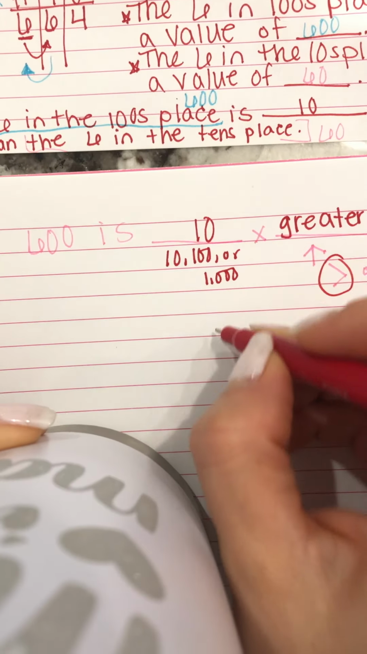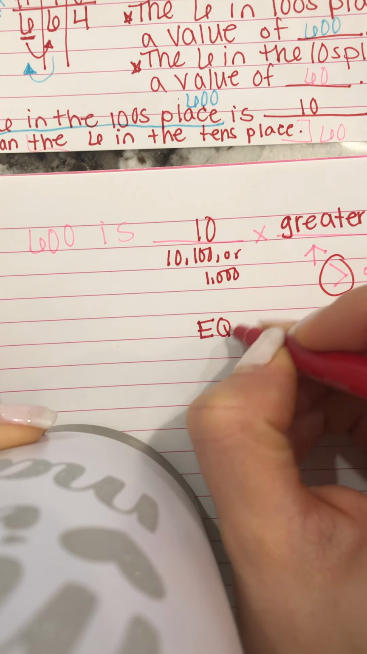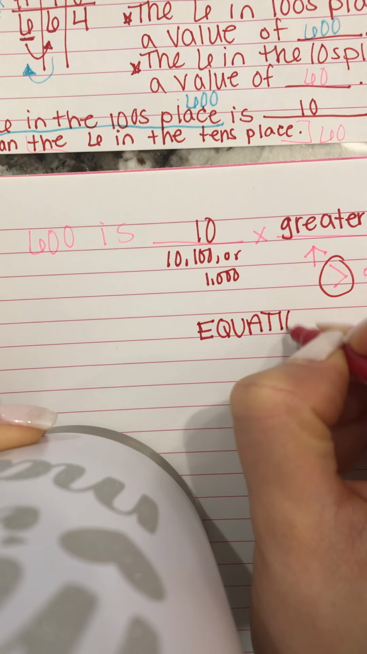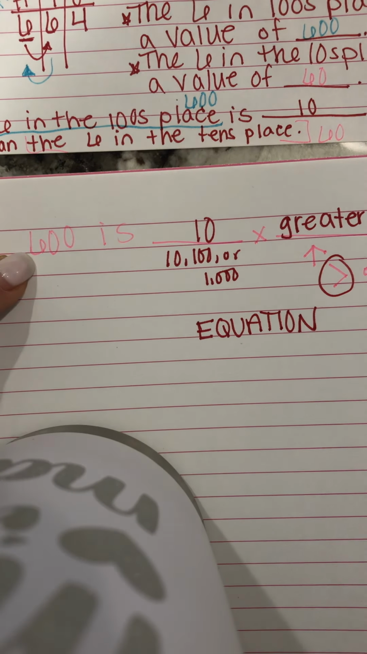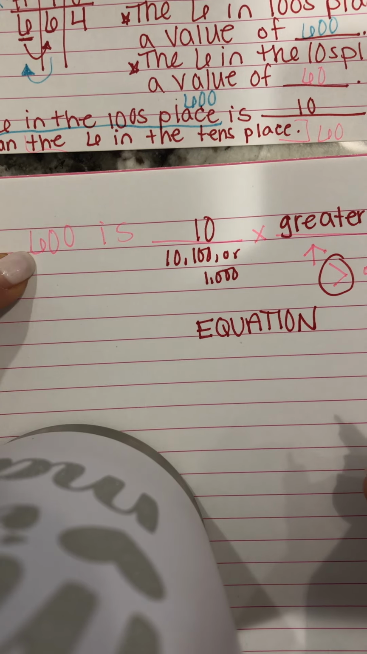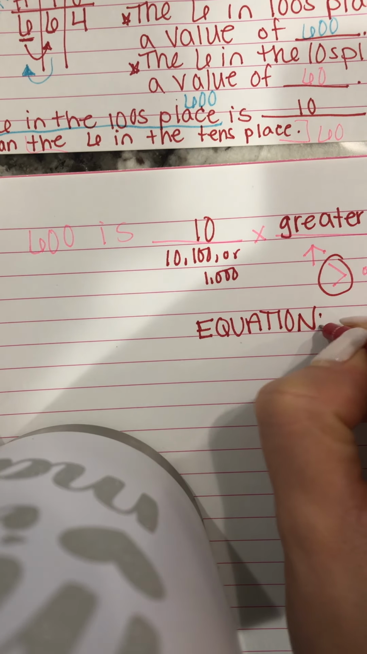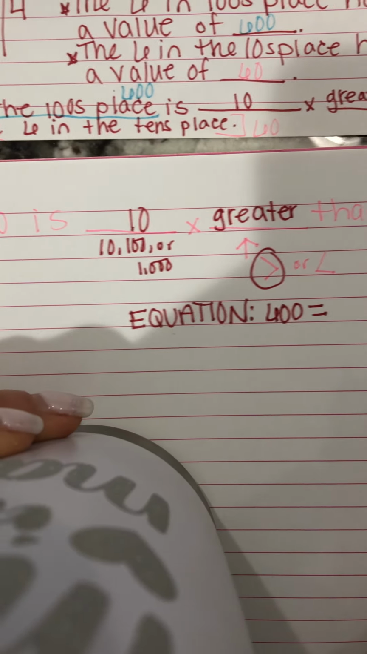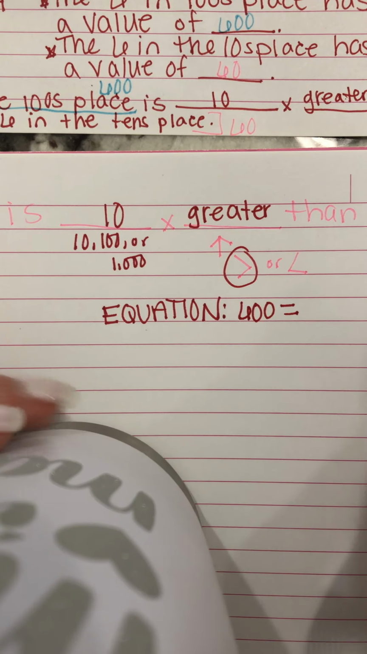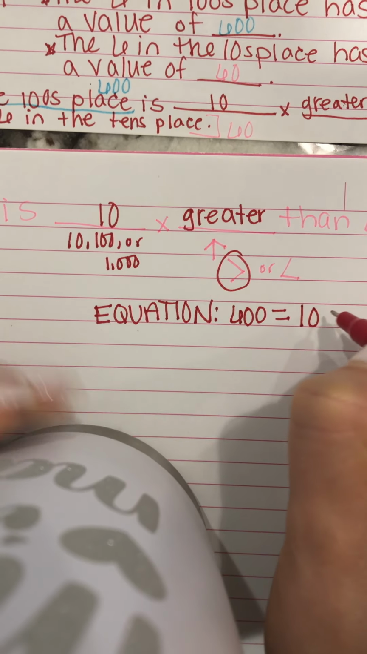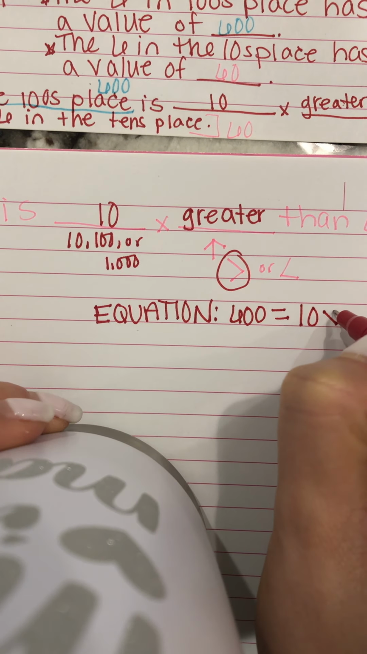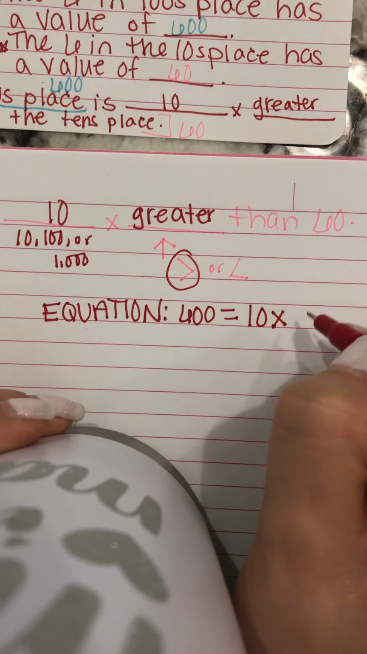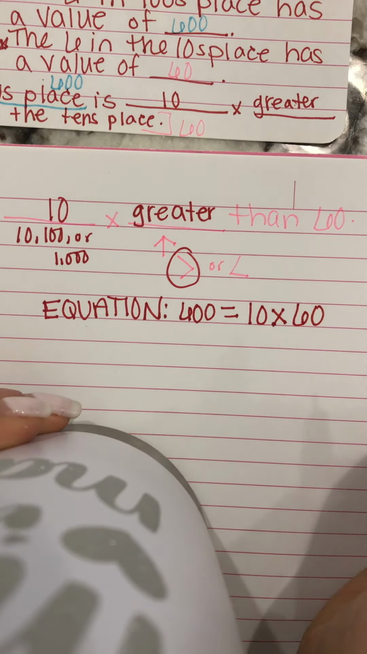The equation that proves this, again, we're going to translate a little bit more. 600 equals 10 times greater, so I'm going to do 10 times 60.